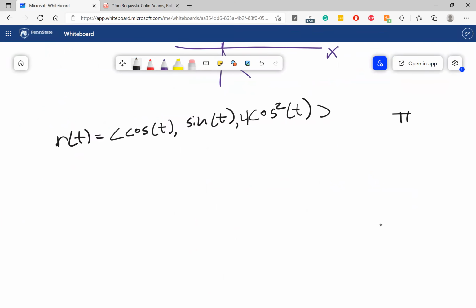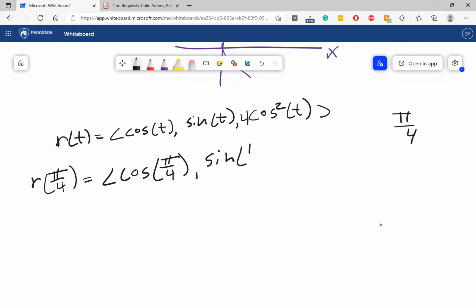Again, we want to find this at pi over 4. So again, we need to figure out what r of pi over 4 is. I'm just going to plug that in. So cosine of pi over 4, sine of pi over 4, and 4 cosine squared of pi over 4. Okay, please take a minute and finish this problem. So find the derivative, plug in pi over 4, and then find the line.